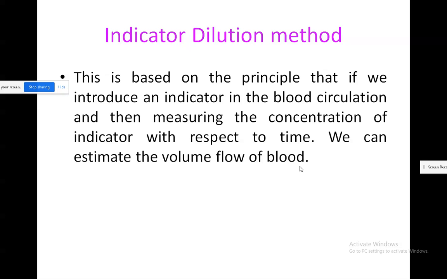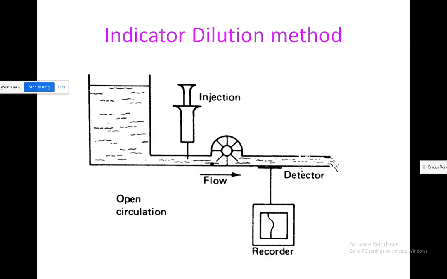Because here the indicator is going to mix or dilute completely with your blood, on finding the diluted indicator concentration, you are able to find out the blood flow of the heart. So this is the diagram, but it is given in open circulation, it is not in closed circulation. Open circulation means the joints are not connected to each other, so openly left.